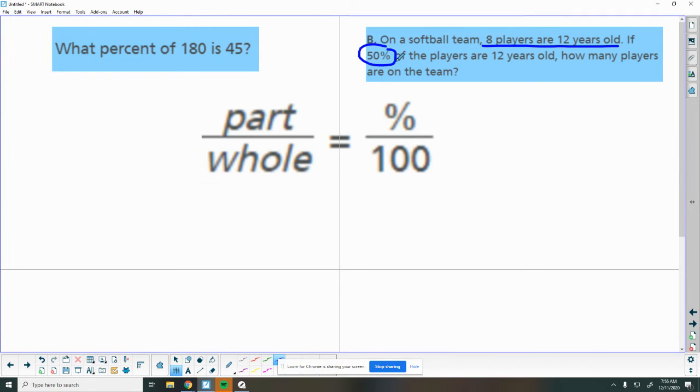50% of the softball players are 12 years old. How many people are on the team?